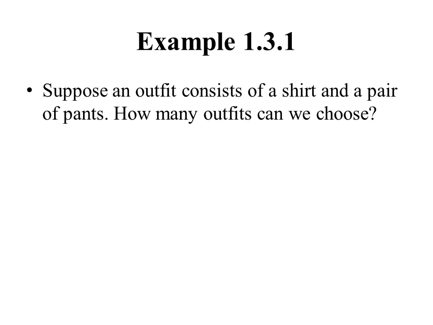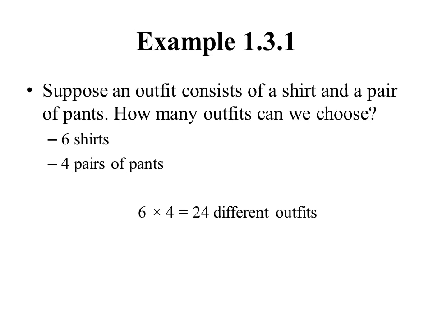Okay. And so let's do a simple example of this. Suppose an outfit consists of a shirt and a pair of pants. How many outfits can we choose? Well, for argument's sake, let's suppose that we have 6 shirts and 4 pairs of pants. So when choosing an outfit, I first have to choose a shirt and then a pair of pants, or the other way around, it doesn't really matter. So those are our two sub-choices. And so by the fundamental counting principle, we have 6 times 4, which is 24 different outfits that we can choose. So that's all there is to using the fundamental counting principle.